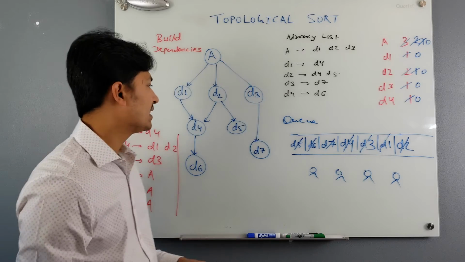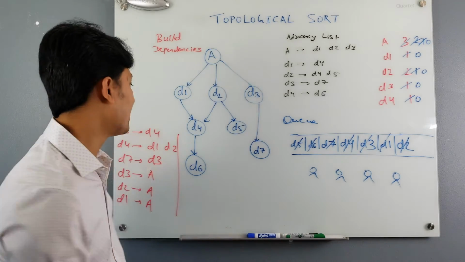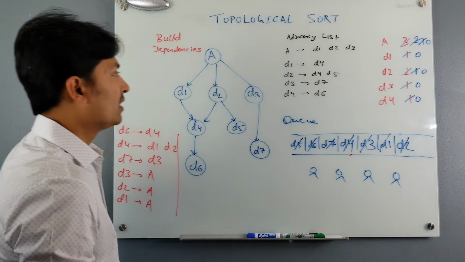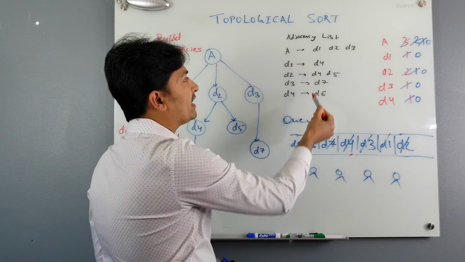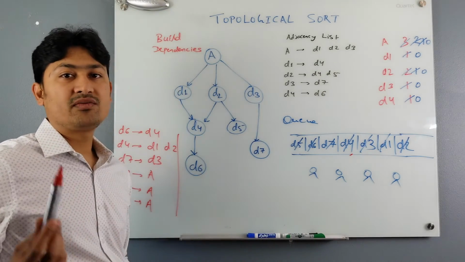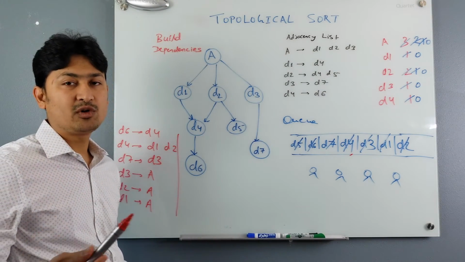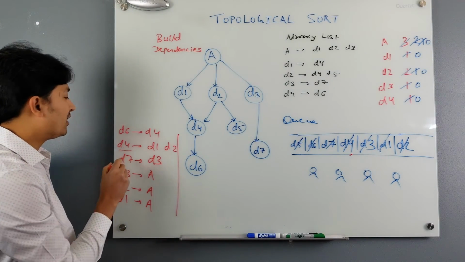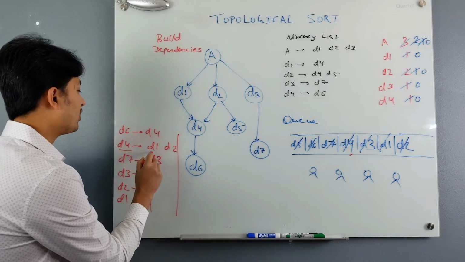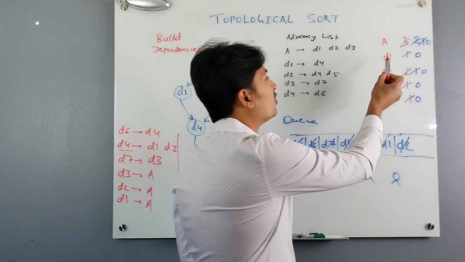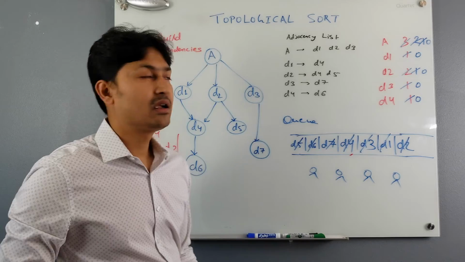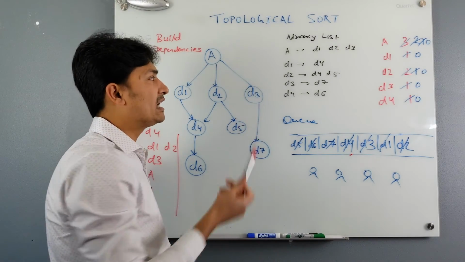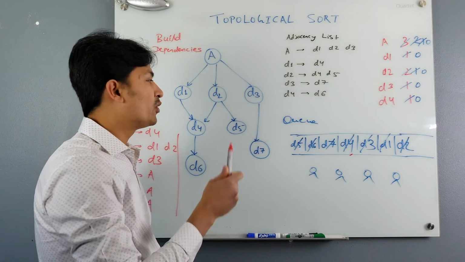So what happens anytime you process any element? For example, if you have processed D4, you don't need to go through all the items in the adjacency list to know if someone was depending on D4 and you need to decrement the counter. You can look up in this map and say, okay, D4 was the only dependency for D1 and D2, so you can directly go to D1 and D2 and decrement the counter. And same thing, if that goes to 0, then that item is available to be processed and you push it to the queue.